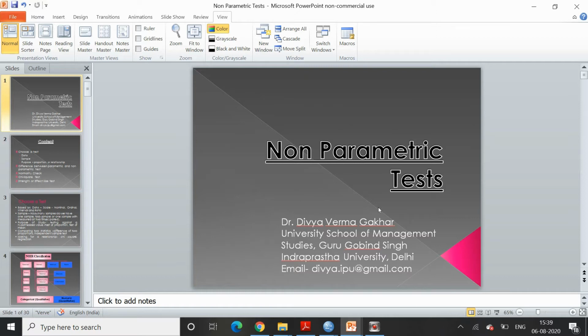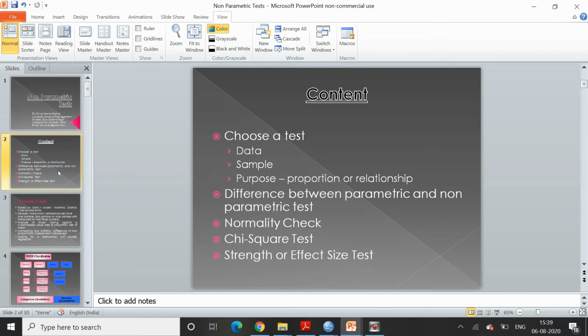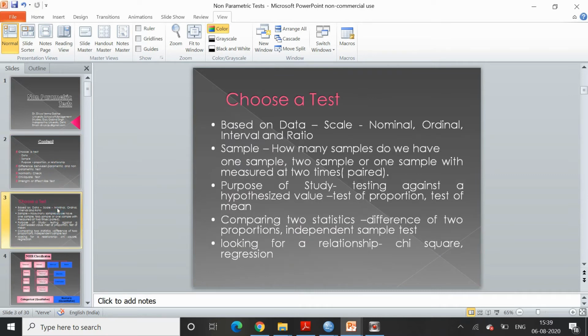Dear friends, today I'm going to talk about non-parametric tests. Talking about non-parametric tests, we need to understand what is the need of non-parametric tests.